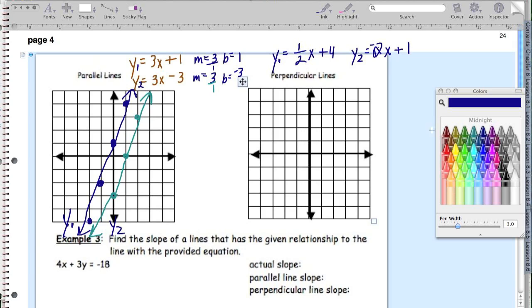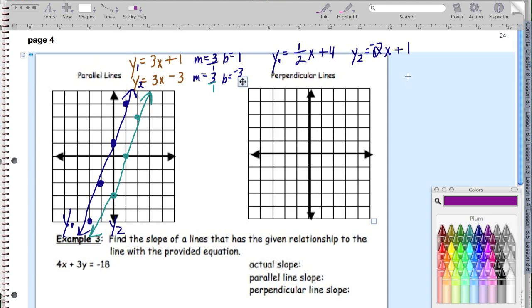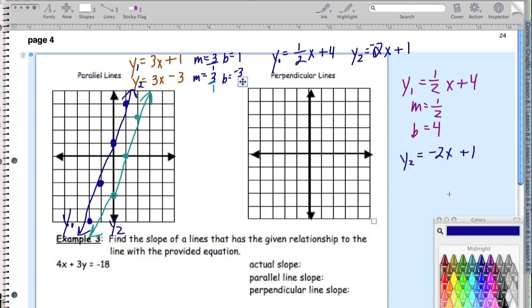So negative 2x plus 1. Let's identify our slope and y-intercept. I'm going to use this space here. My y1 was 1/2 x plus 4, so my slope is 1/2. My y-intercept is 4. My second equation is y2, which equals negative 2x plus 1. And here my slope is negative 2 over 1, and my y-intercept is positive 1.